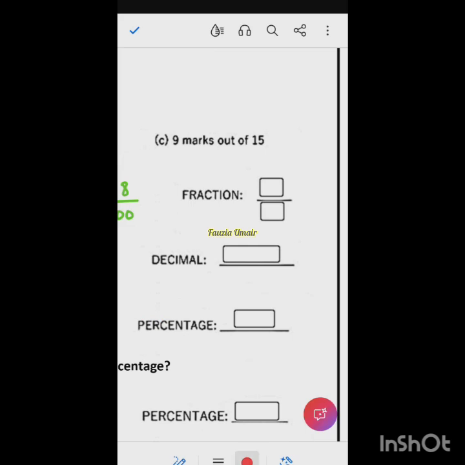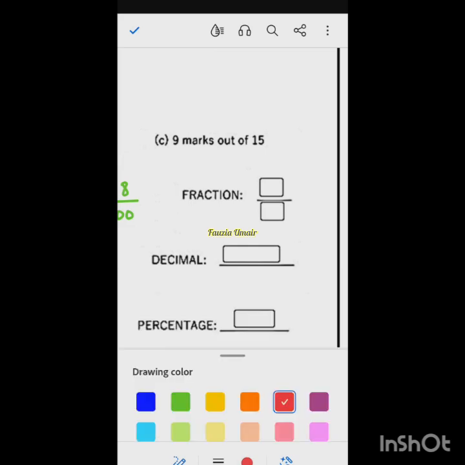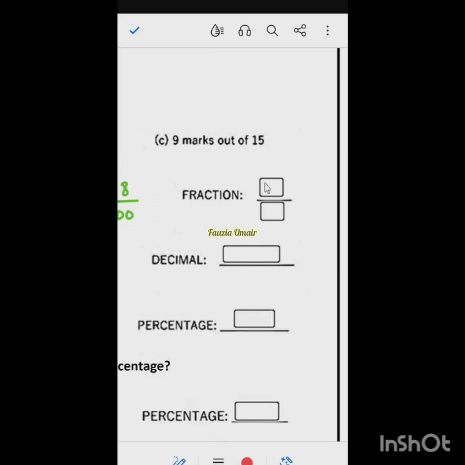So next is 9 marks out of 15. So what would be the fraction? 9 by 15. So how to convert it into decimal? Now the 15 cannot be turned into 100, right? Yes, ma'am. But we can divide it. So we can simplify it. With which number can I divide it?